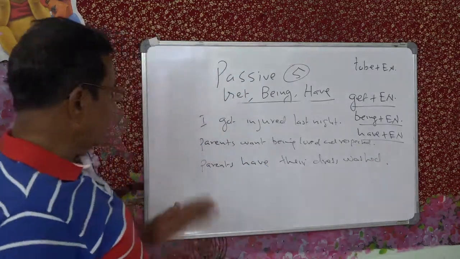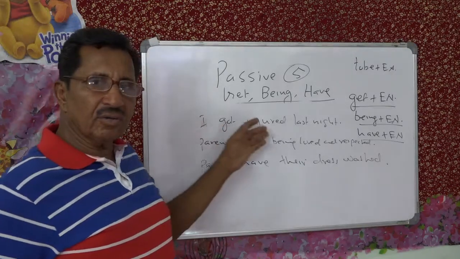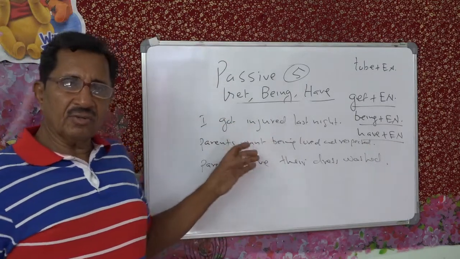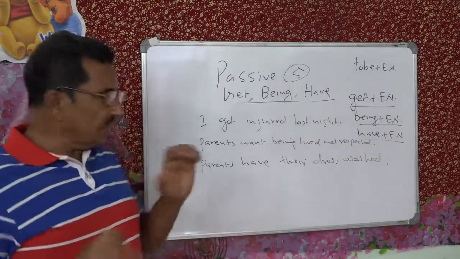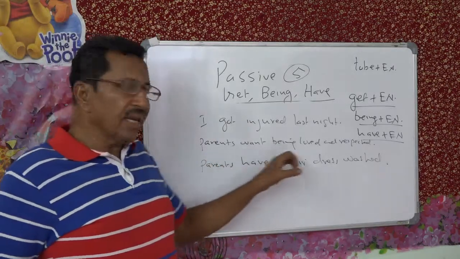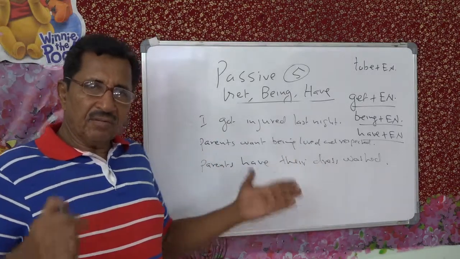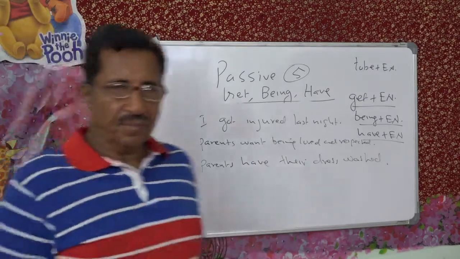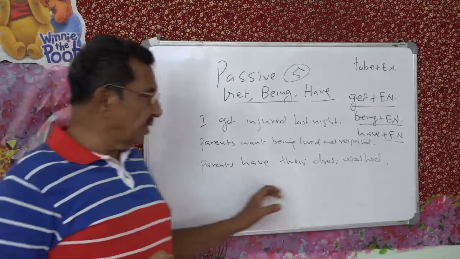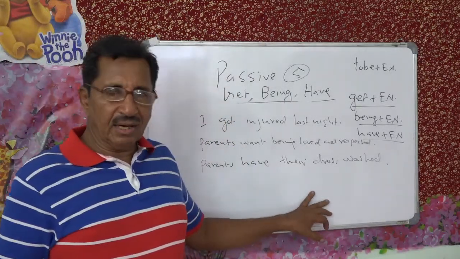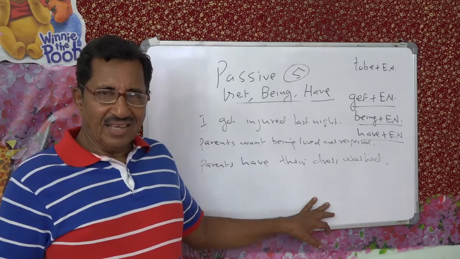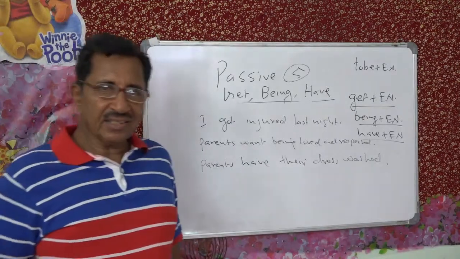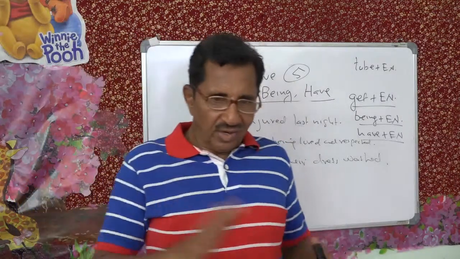So I got injured, he got injured, she got injured, the teacher got injured, you got injured, my friend got injured, my friend got rewarded. That is, the subject is affected. Then parents want being loved. Every parent wants you to love them. So instead of that you can say parents want being loved. Parents like being loved. Then next we have parents have their dress washed.